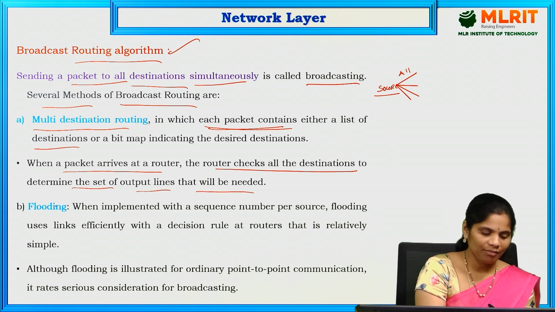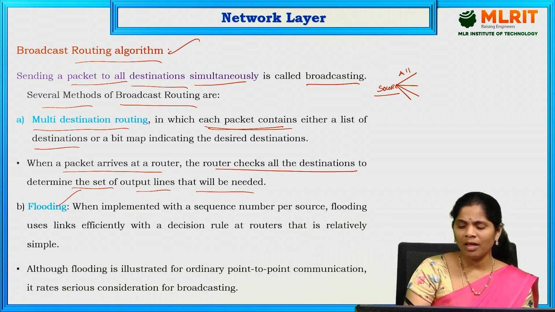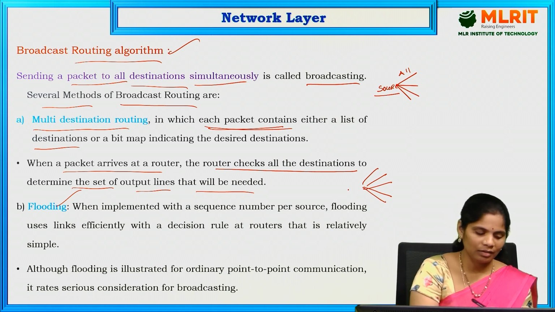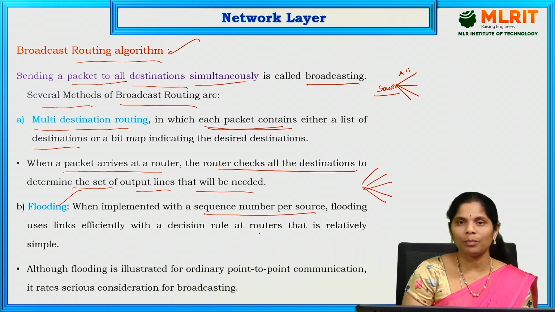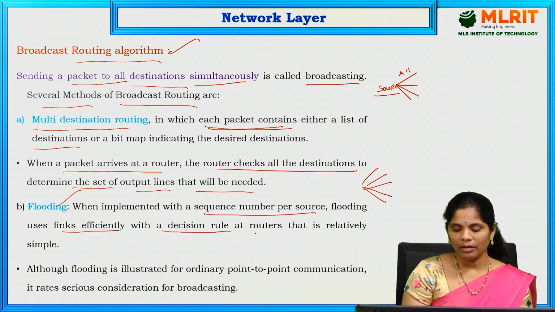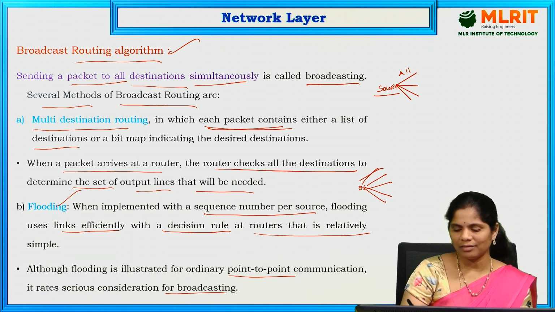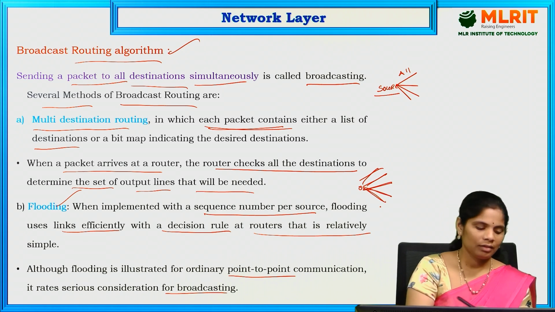And the next one is flooding. What is flooding here? Flooding we already discussed in the static routing algorithm. Flooding is nothing but sending the data as it is, without considering anything. When implemented with a sequence number per source, flooding uses the links efficiently, with a decision rule at the routers that is relatively simple. So flooding is mainly about point-to-point communication. It deserves serious consideration for broadcasting. Whatever data is there, it will send as it is, simultaneously. That is called flooding.